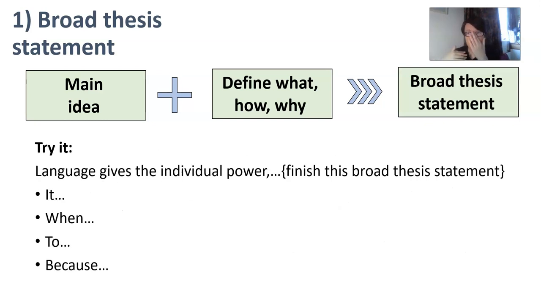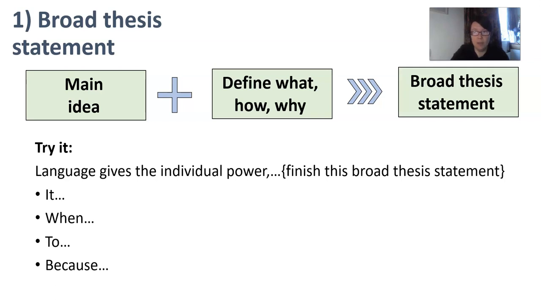All right, you're going to have a go. So I'm giving you the main idea. Language gives the individual power. Okay, so I want you to think about that. Language gives the individual power. And then you're going to think specifically about how that happens in Frankenstein, how that happens in The Handmaid's Tale, and then you can expand it, define it for us. What power does it give? How does it give power? Why does it give power?